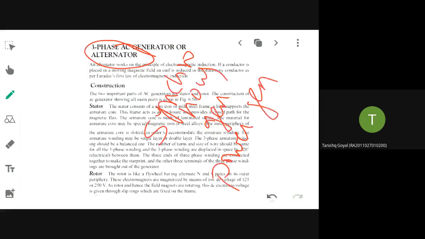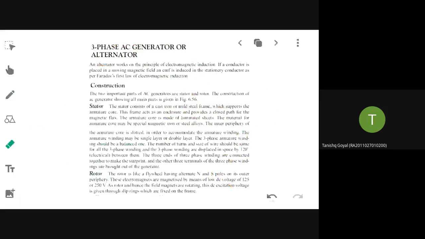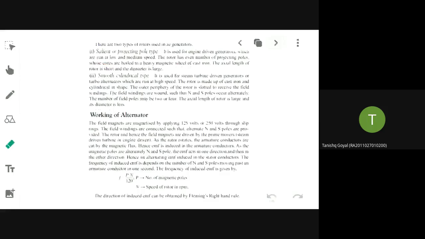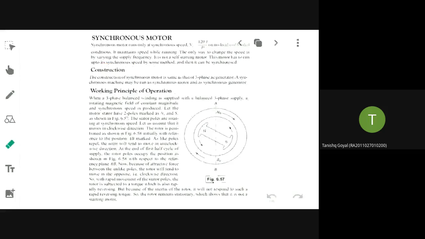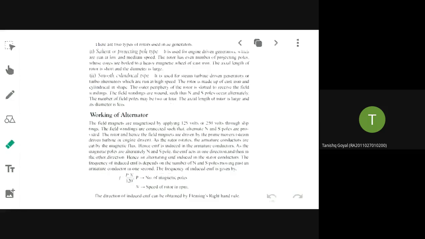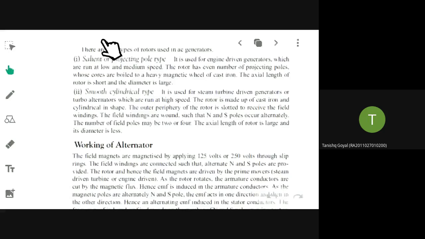And alternators are of two types. Like you have squirrel cage and slip ring, here also the rotor will be of two types. I will show you the shape of the rotor. Here you can see the two types of rotor indicated. One is salient pole, and what is the other name? Smooth cylindrical type.